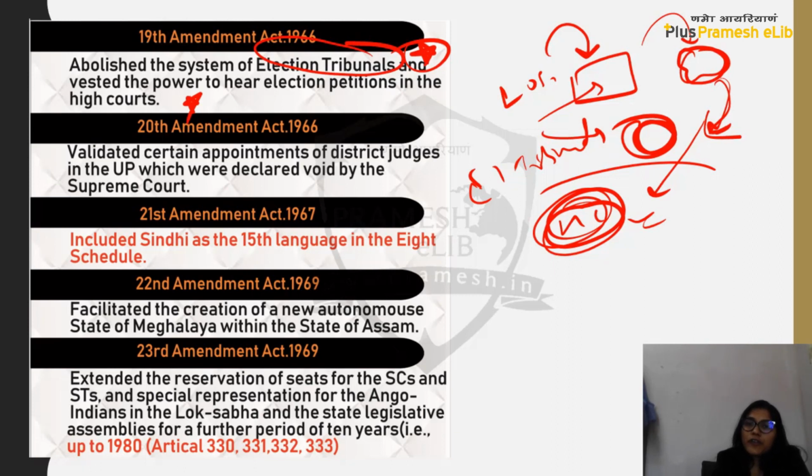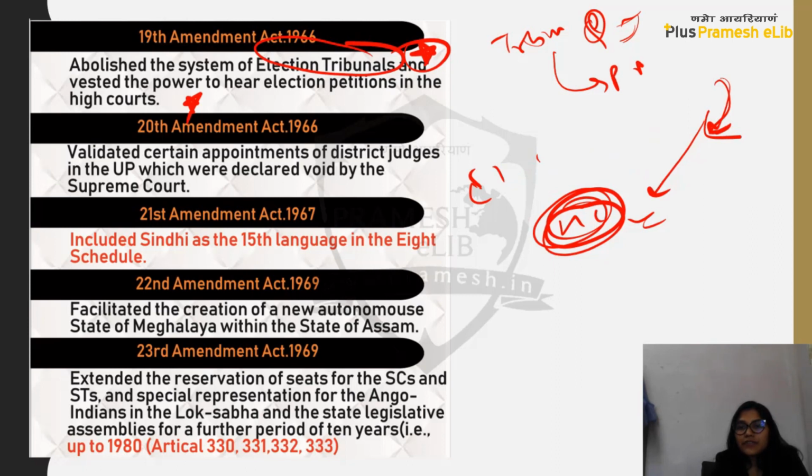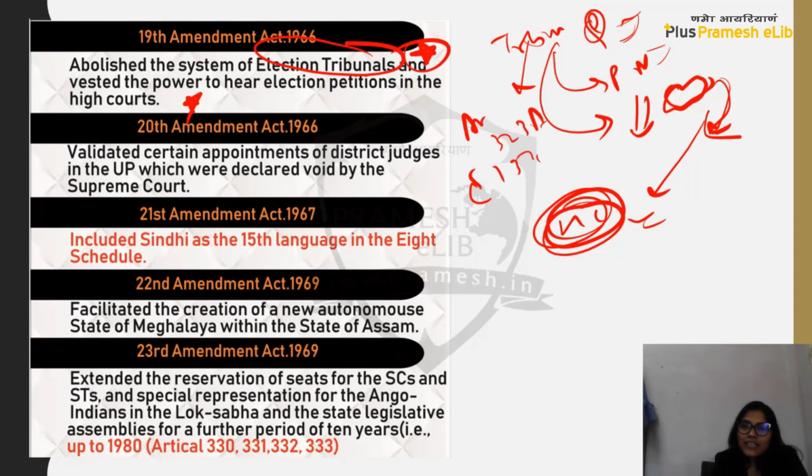So before we go further, you should know what tribunals are. Tribunals are quasi-judicial bodies, working with the principles of natural justice to lessen the burden of courts and provide you timely justice. Then there are these tribunals mentioned in Articles 323A and 323B. So let's move on to the 20th Amendment Act of 1966.